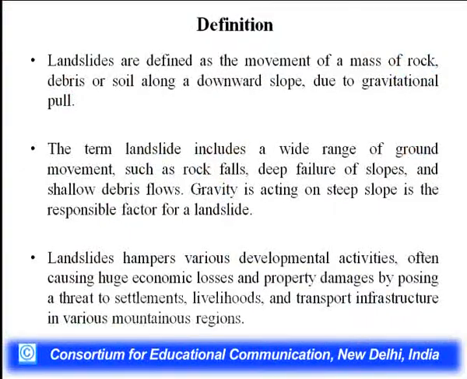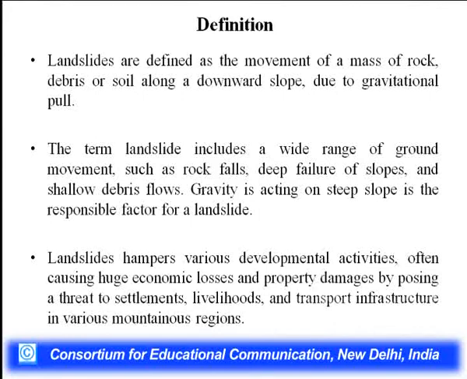Definition of landslides. Landslides are defined as the movement of a mass of rock, debris or soil along a downward slope due to gravitational pull. The term landslides includes a wide range of ground movement such as rock falls, deep failure of slopes and shallow debris flow. Gravity acting on a steep slope is the responsible factor for the landslide.